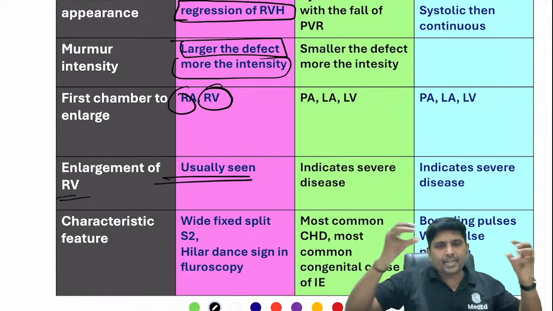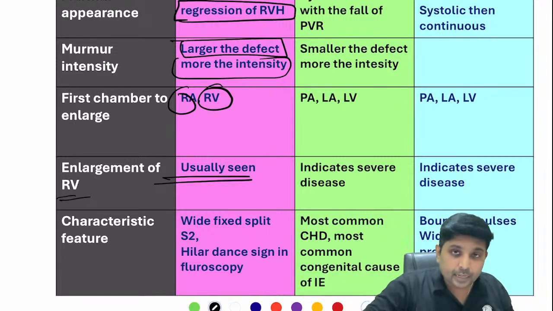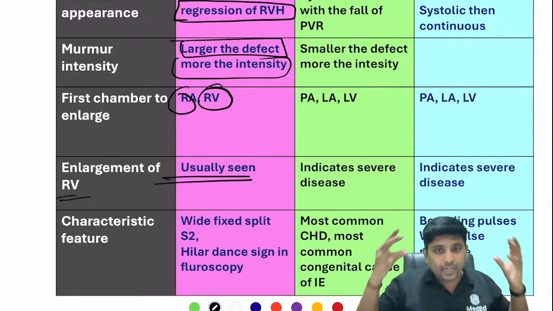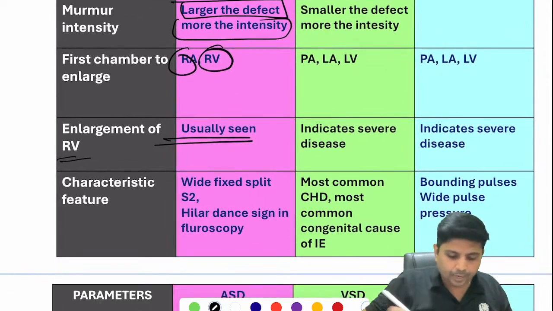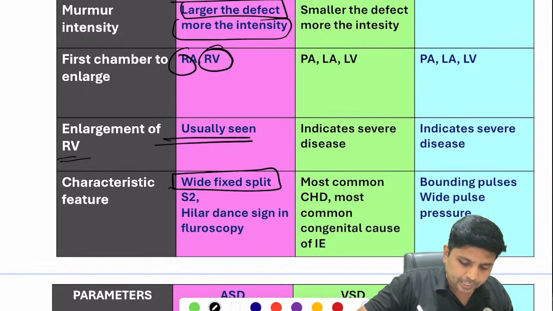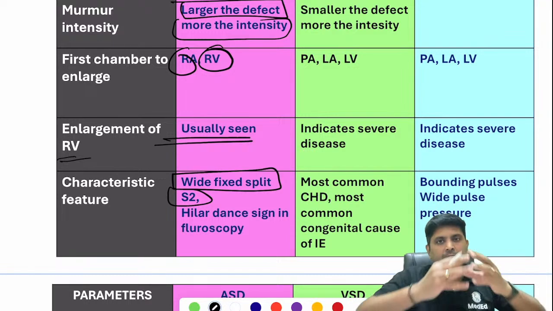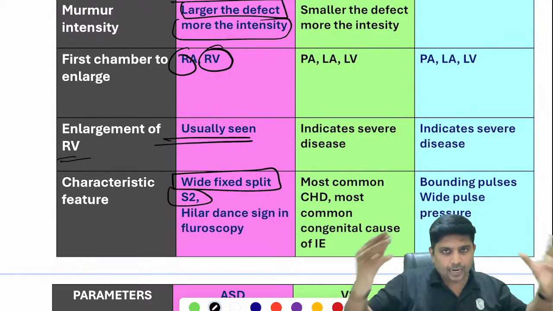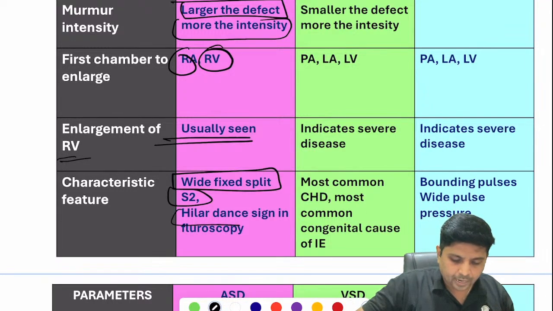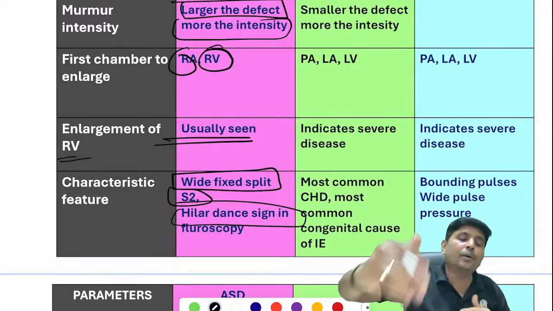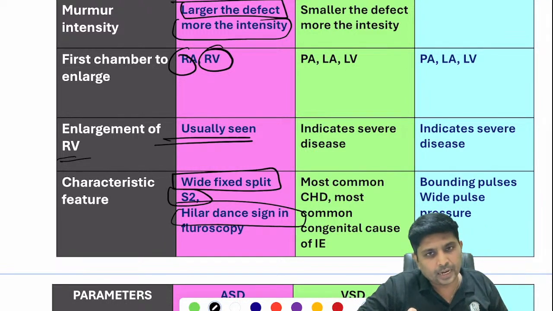Because of the right atrial enlargement, there will be right bundle branch block. And because of the equalization of pressure, what will happen? You will have wide and fixed S2 split, as we discussed already. And because of the large pulmonary artery in fluoroscopy, you will have a hilar dance, because of the amount of blood that is getting into the pulmonary artery.